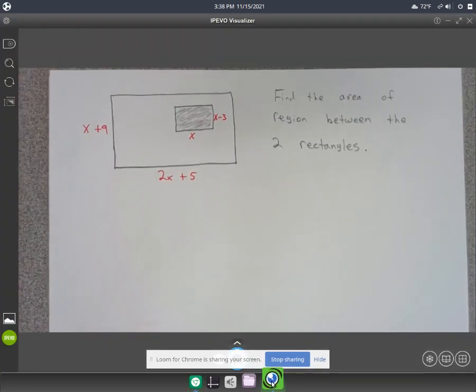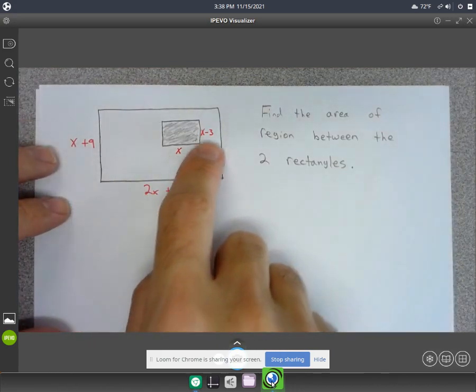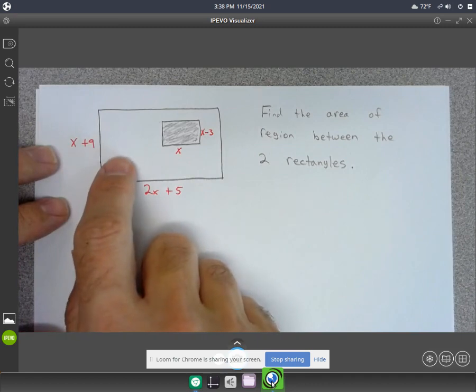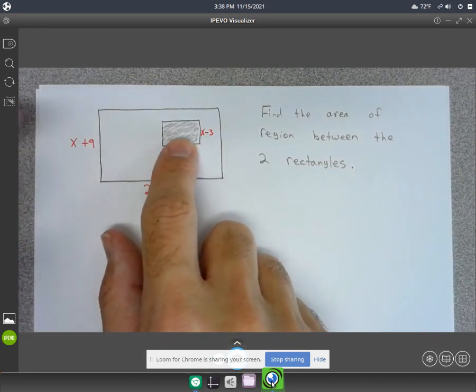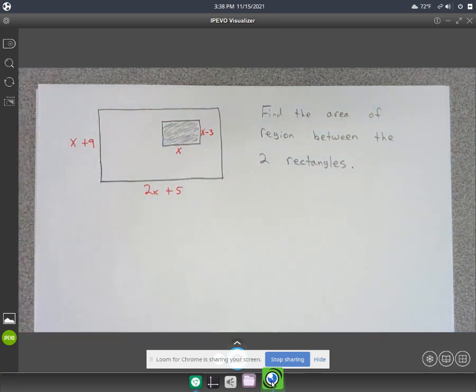All right, so for this question, we have two rectangles, one stacked into the other. And the question wants us to find the area of just this white region inside the big rectangle. We want to subtract off, we want to ignore this little shaded region right here.